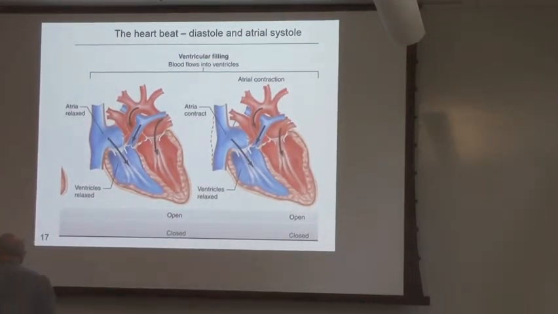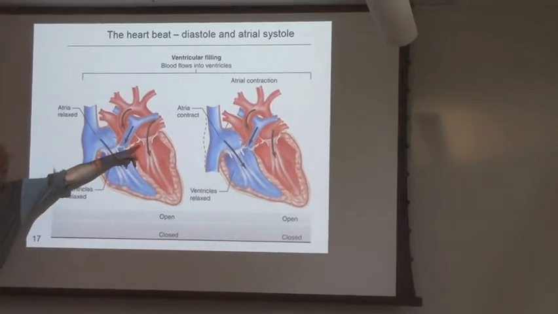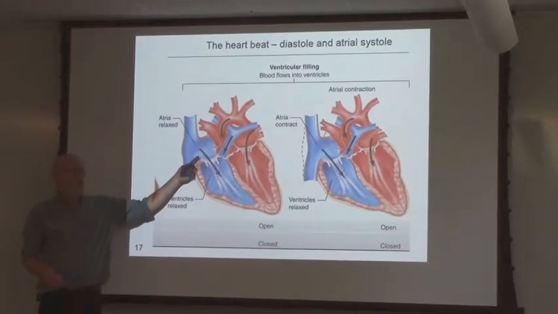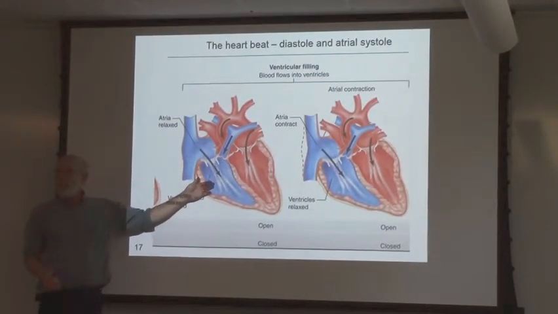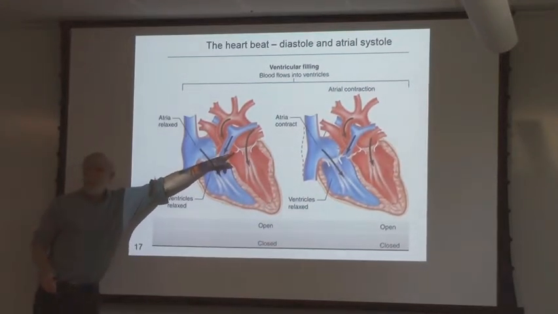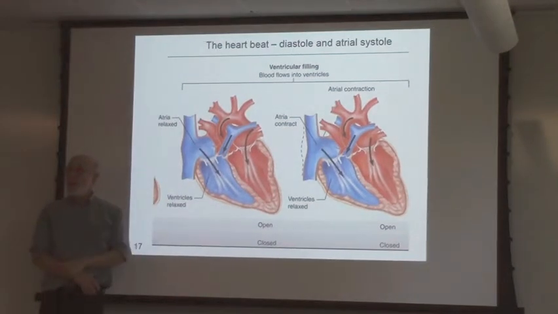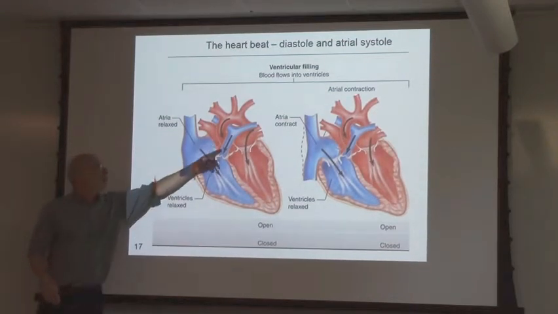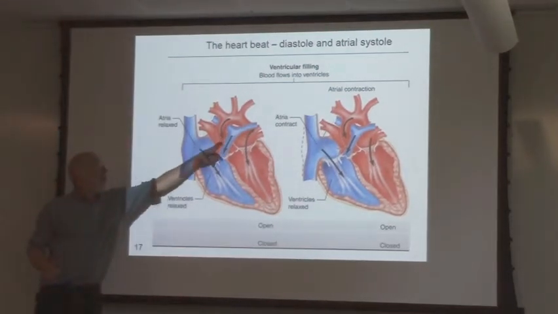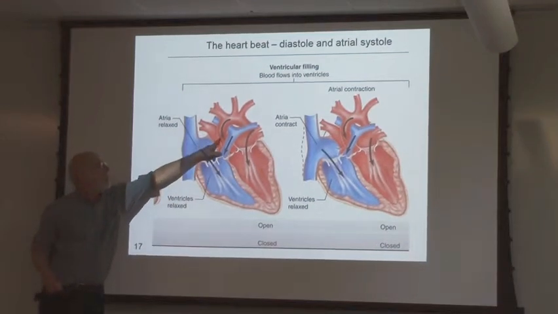Why are the AV valves open? What opens this valve? Pressure. The pressure is higher in the atria than in the ventricles, and that opens this valve. Why are the pulmonary semilunar and the aortic semilunar closed? There's less pressure in the ventricles. The residual pressure from the previous beat is higher in the aorta than in the ventricles.